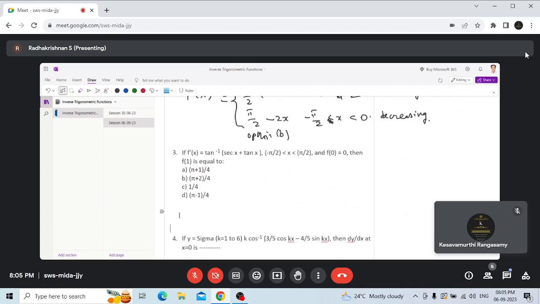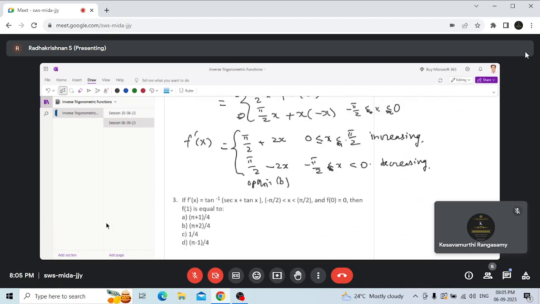So if you have doubt evaluating whether it is increasing or decreasing, you just substitute x equal to 0, what is the value, x equal to pi by 2, what is the value. Okay, so you can see whether it has increased or decreased. Similarly, here also you put x equal to minus pi by 2, x equal to 0, and compare whether it has increased or decreased.